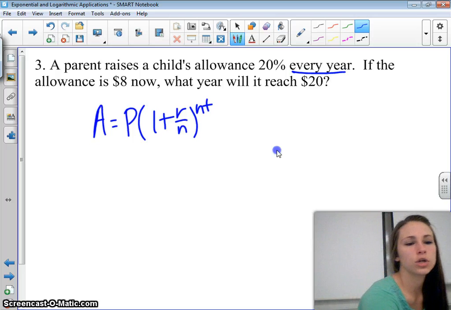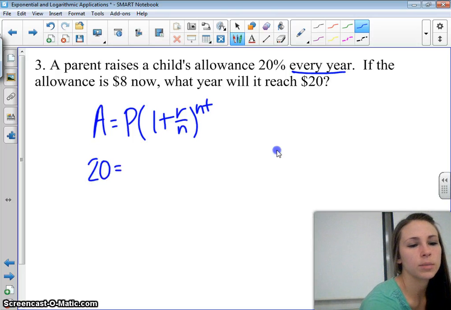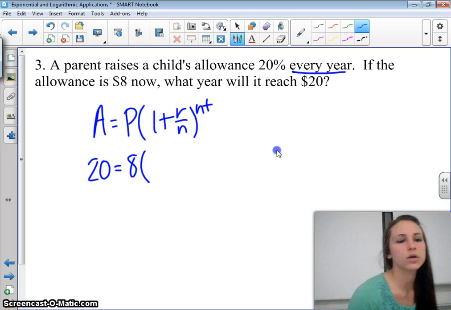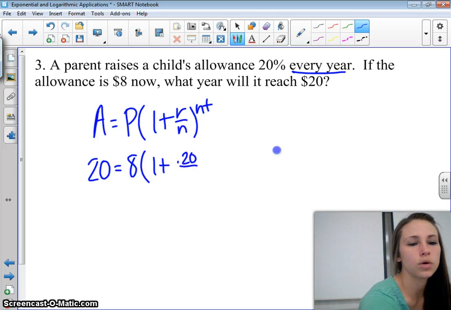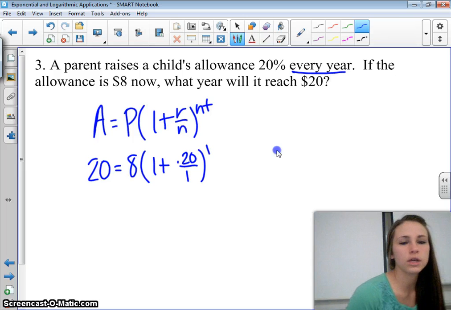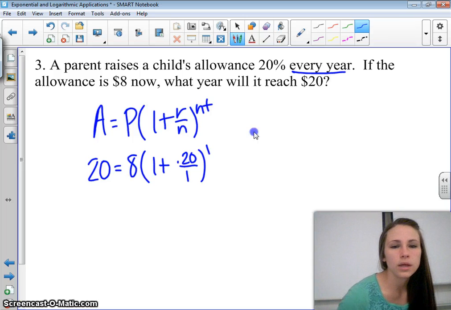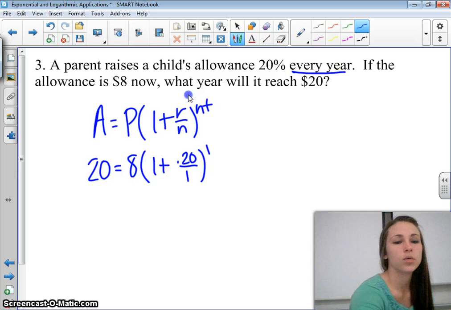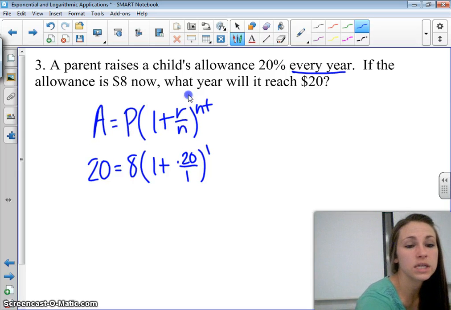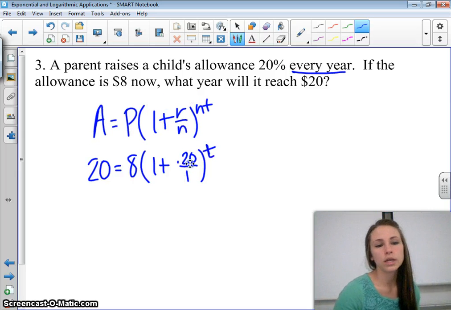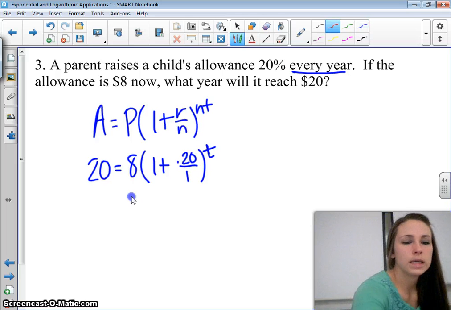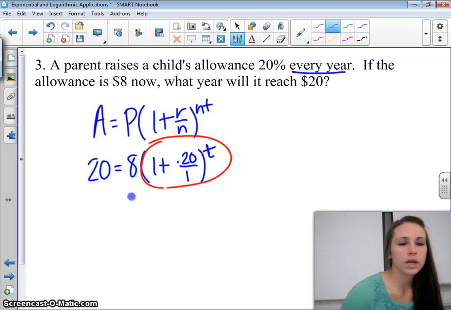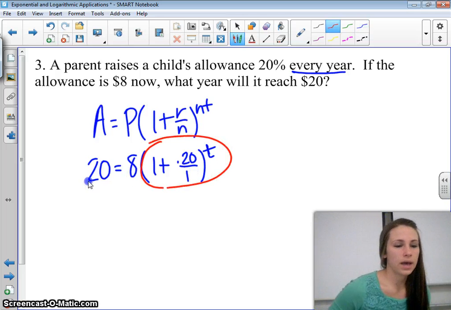So I want to know what year it's going to reach 20. That would be my final amount. My starting amount is $8. I would say 1 plus 0.20, and remember I'm plugging 1 in for n. And so then I want to know how long that's going to take. Well, in the exponent, 1 times t is just t. And also right here, 0.2 divided by 1, you could just leave as 0.2. Okay, either way. So I'm going to go ahead and again on this one, solve it the same way. Try to get that by itself. So I'm going to divide by 8.